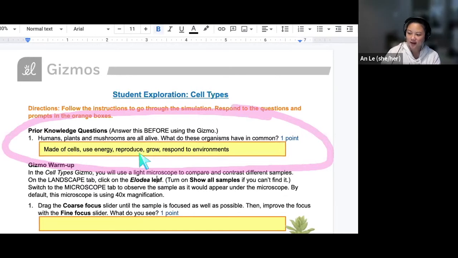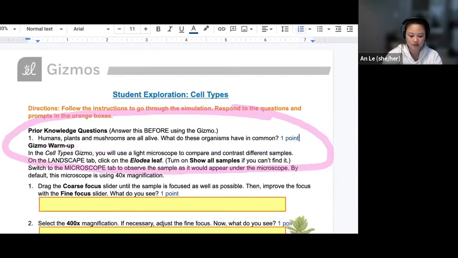So go ahead and copy what I have right here. And I'm going to also put it in the chat. So viruses are not alive. Yes, viruses are not alive. That is right. Viruses are not alive.